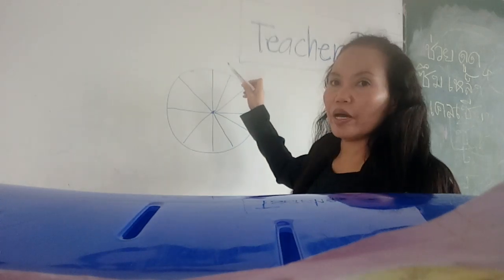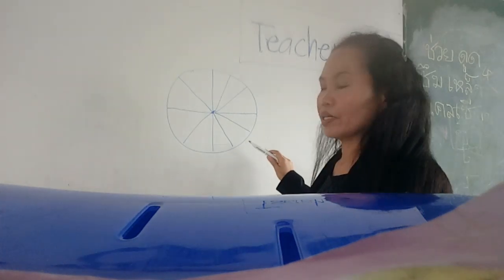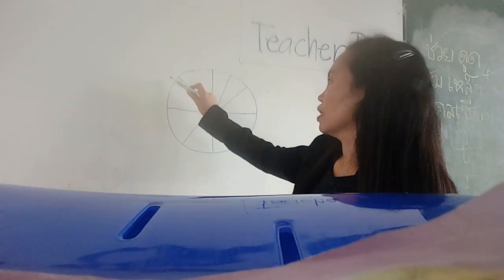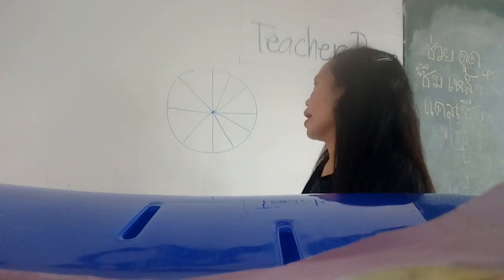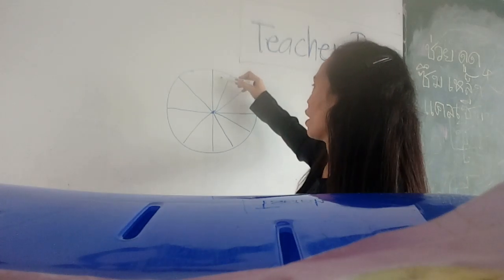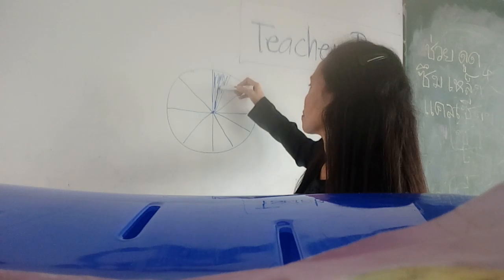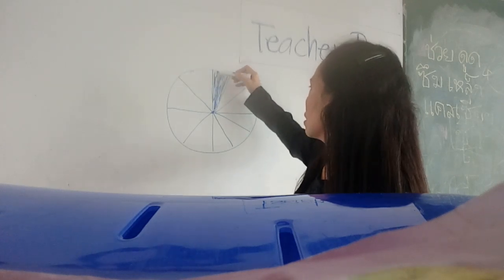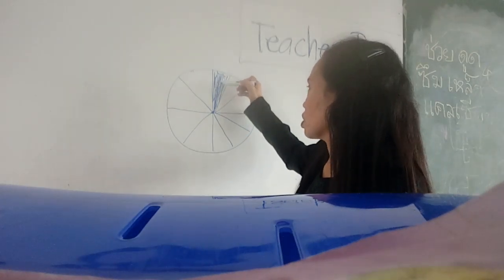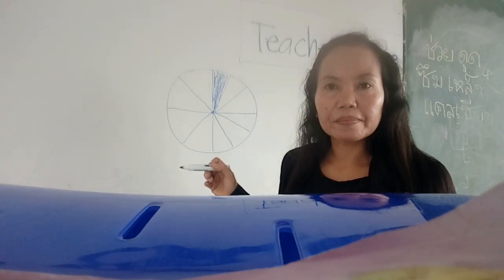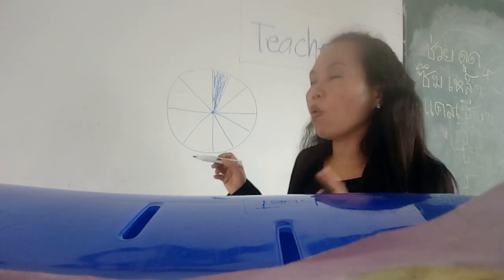So, let's count. Everybody count. 1, 2, 3, 4, 5, 6, 7, 8, 9, 10. Okay. 10 slices of cake. Now, if we're going to shade this one here, or color this one, what is the decimal number? We are shading 1 out of 10. So, this is going to be 0.1.